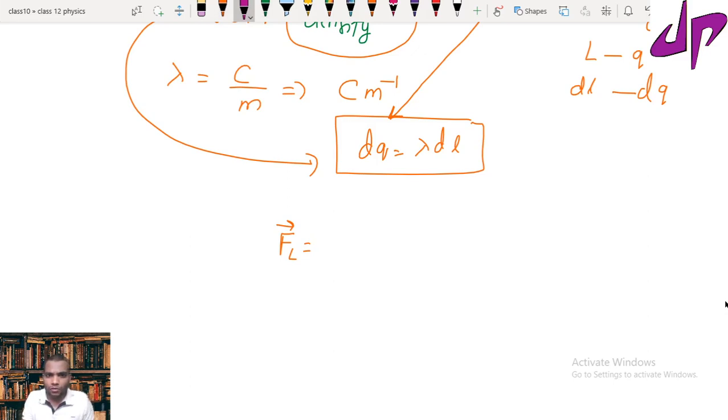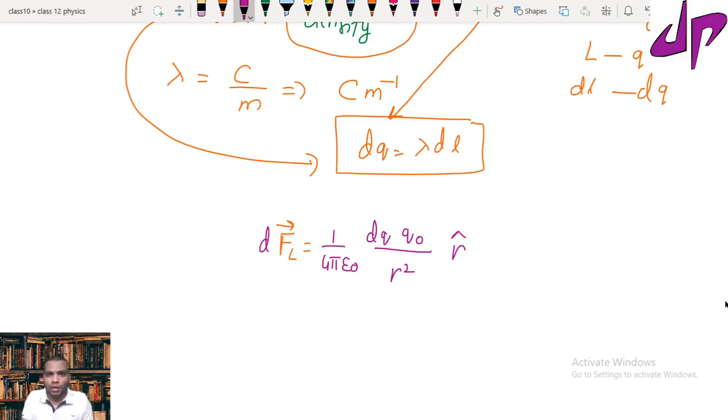First I would like to write a small amount of the force dFL, which is equal to 1 over 4 pi epsilon naught times dq, the charge on the elemental length, times q naught, the test charge which you have taken, divided by the distance squared, r square, and the direction of the force is along the unit vector direction r roof.